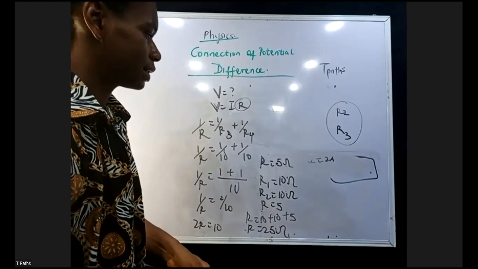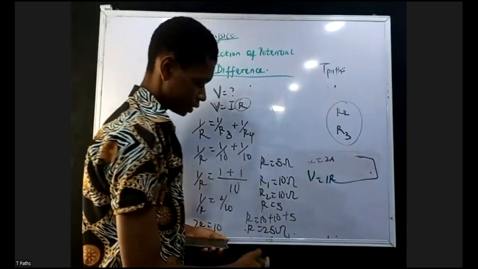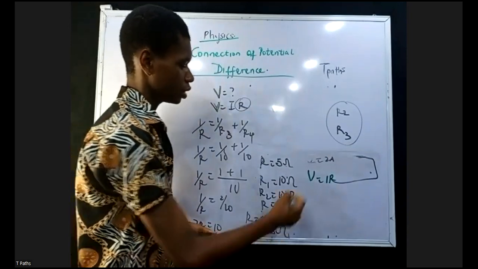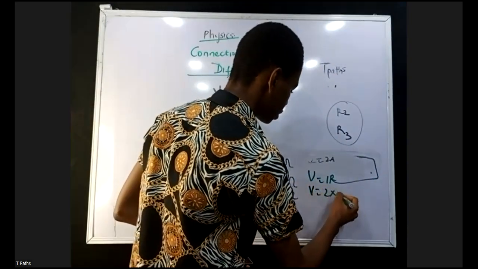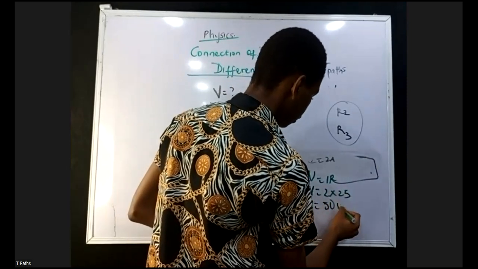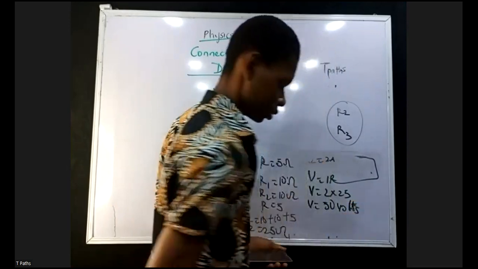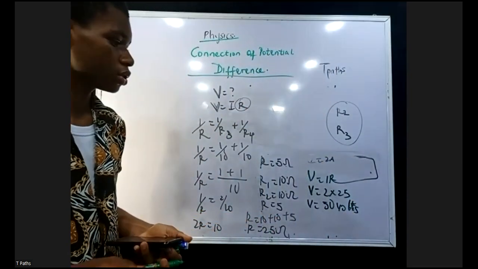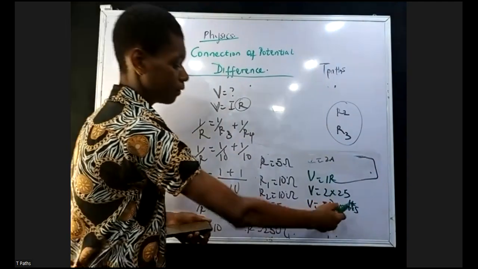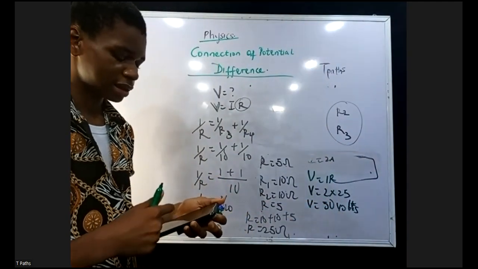So now from here I can say V equals IR. My I is 2 amperes and my R is 25 ohms. So my V will be equal to 2 times 25. So V will be equal to 50 volts, which means the potential difference across the source is 50 volts.